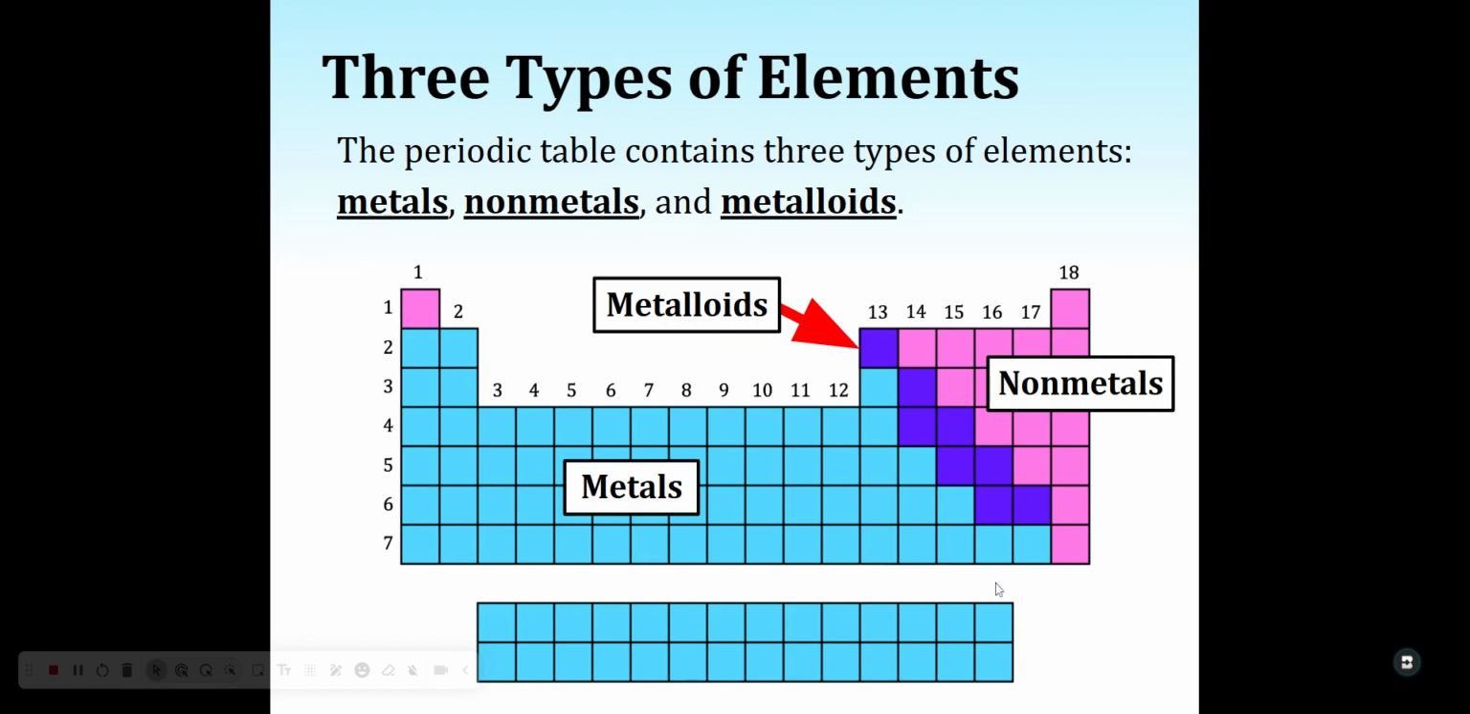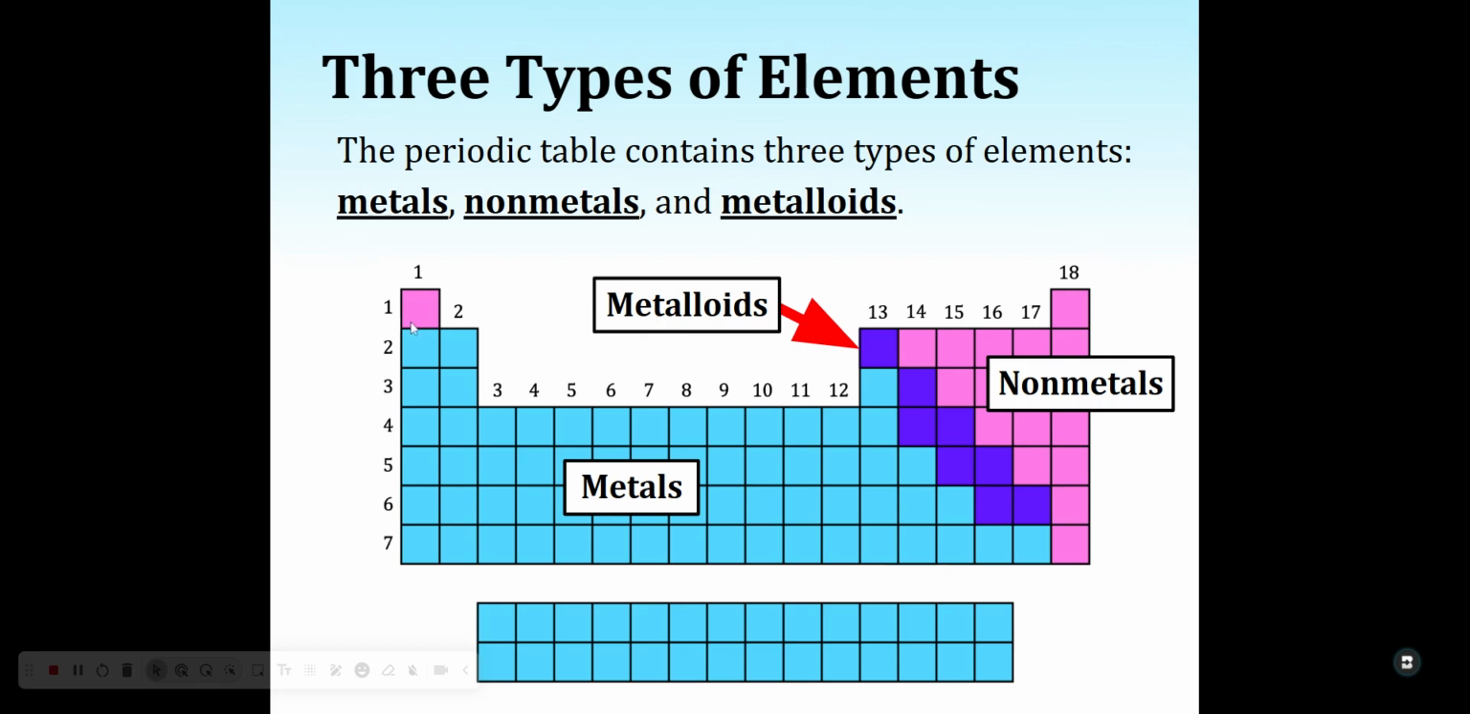So, how do we organize it besides those things? Most elements are going to be metals. Okay, so everything in this light blue is a metal. Then you have metalloids, which have the properties of both things. And then you have nonmetals.